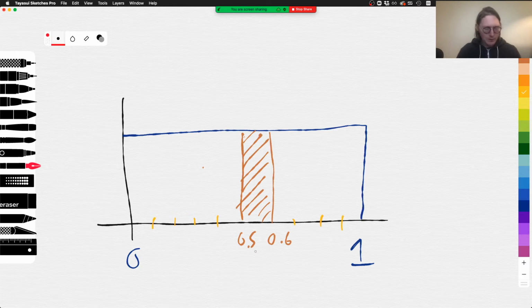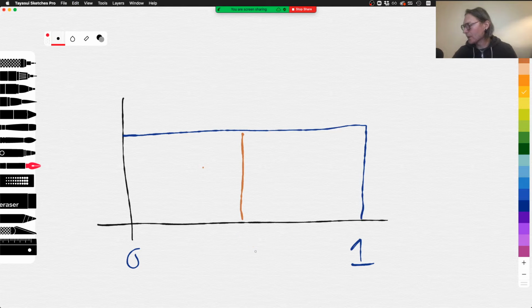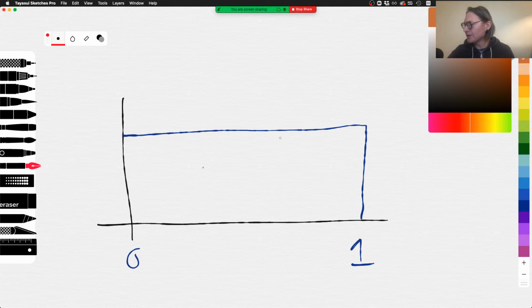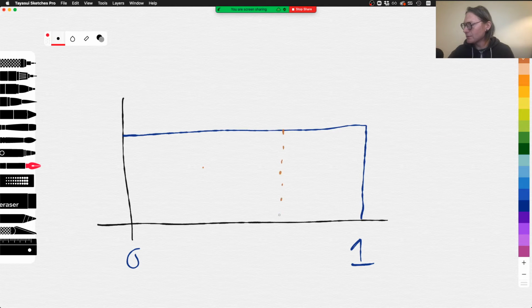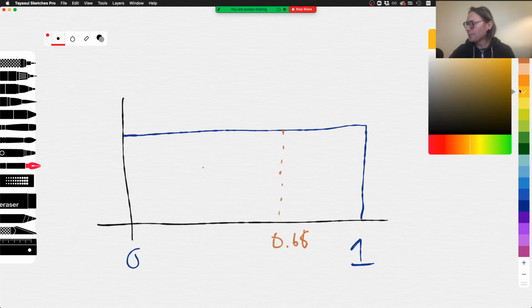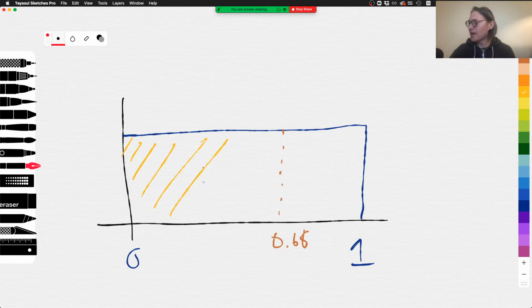So let's think about another instance of this. Let's think about what is the probability. Let's say this is 0.68. What's the probability of getting a value less than 0.68?